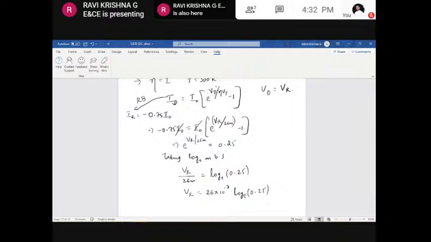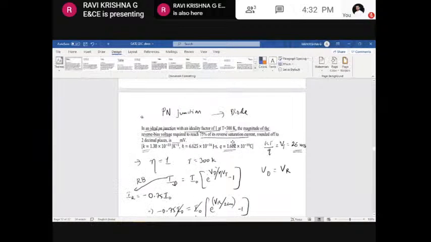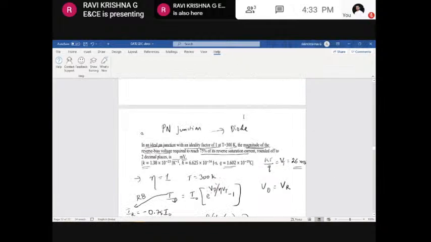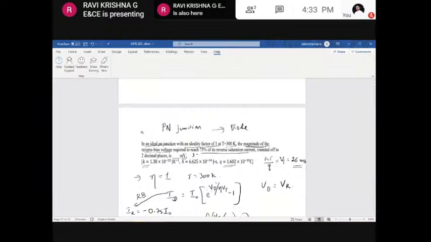But in the question, they have asked only the magnitude of the reverse bias voltage that is required to reach this amount of current, rounded off to 2 decimal places in millivolts. Already it is given that we should write this reverse bias voltage in millivolts, and we need to write only the magnitude. The magnitude is 35.82. There is no need to write milli again here. So the answer is 35.82 millivolts.